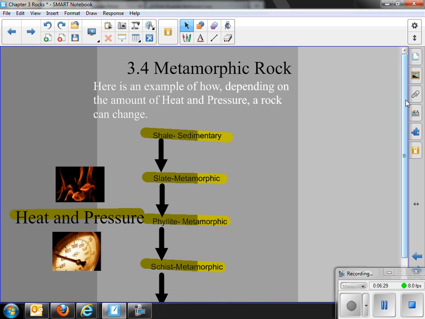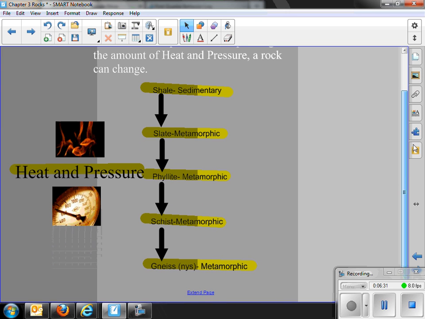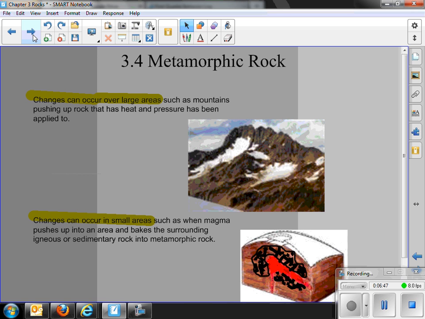And here's a pathway of one particular sedimentary rock, shale. You add heat and pressure to shale, it becomes slate. Slate, with heat and pressure added, becomes phyllite. Phyllite with heat and pressure becomes schist. And with schist, if you add heat and pressure to that, it becomes gneiss. So that's just one pathway.